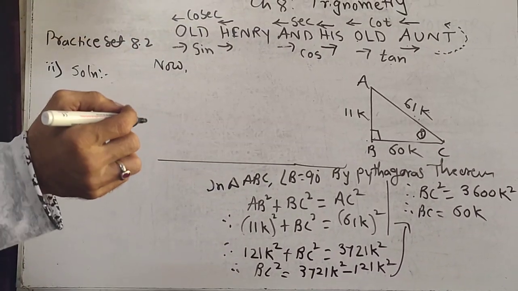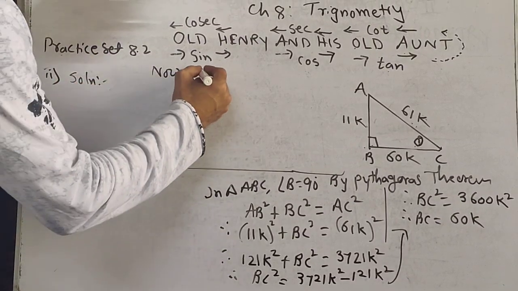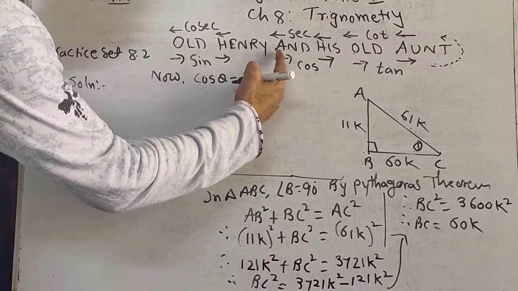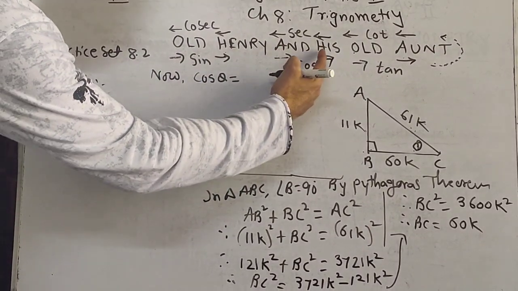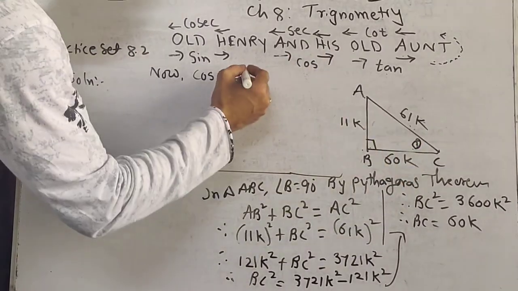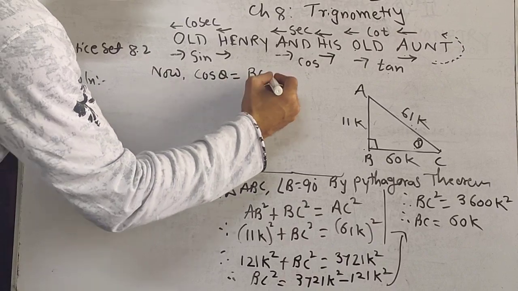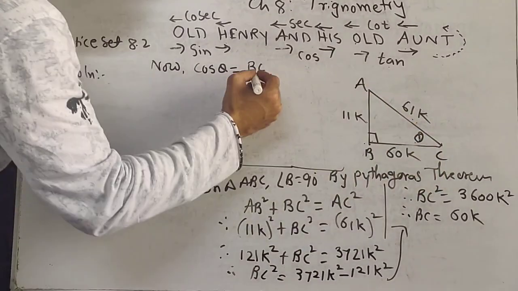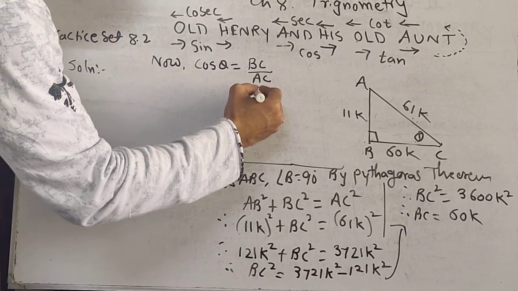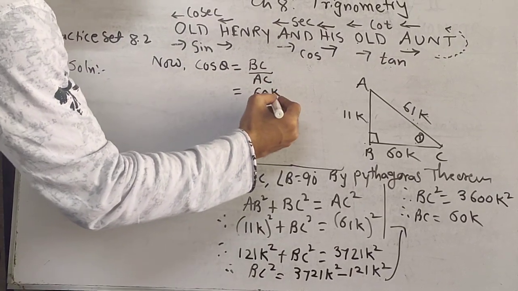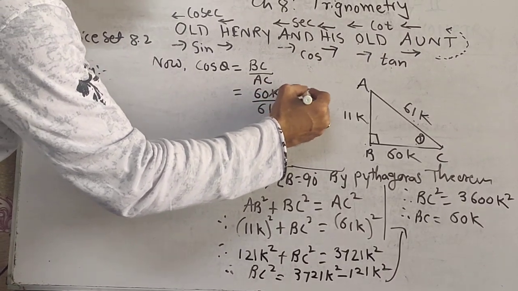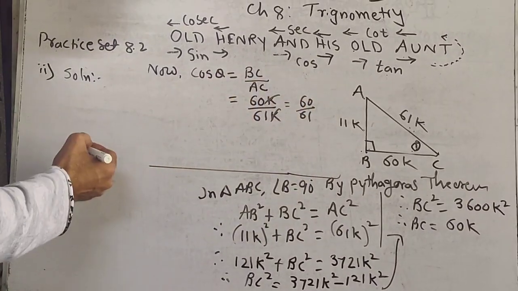Okay, now we want the value of cos theta, okay. So cos theta is equal to, cos का फॉर्मूला है adjacent side upon hypotenuse, right? Adjacent side, theta is here, adjacent side is BC and hypotenuse is AC. So BC is 60k and AC is 61k. K and K will get cancelled. Your answer is 60 upon 61.